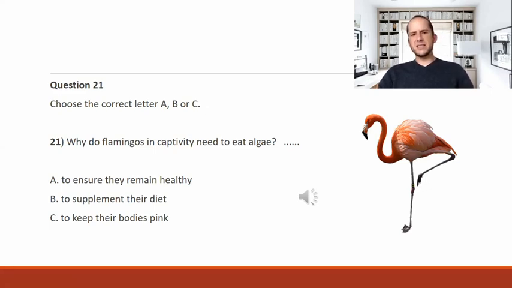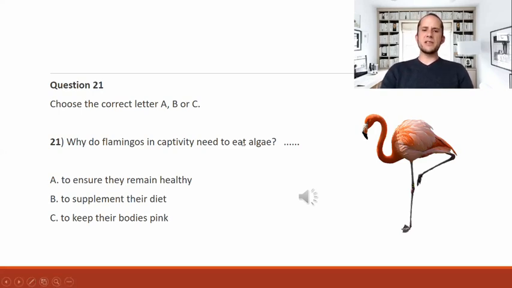So again, ask yourself this question: why do flamingos need to eat algae? Because it's helpful to what they already eat. And finally, to keep their bodies pink. So it's all they need to eat algae in order to keep their pink appearance, or in order to remain pink in color. So there it is. That's basically the strategy applied.